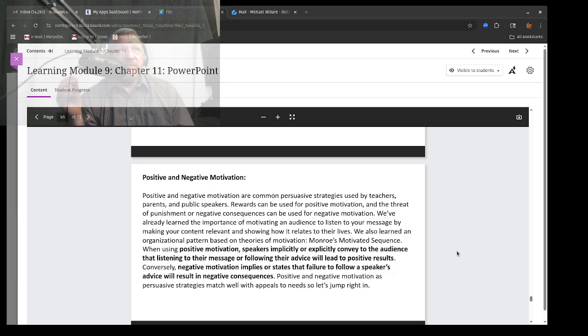Positive and negative motivation. We're almost done. Hang in there. Positive and negative motivation, we pretty much know what those are, right? When we use positive motivation, the speaker is implicitly or explicitly conveying to the audience that listening to their message and or following their advice will lead to positive results in their life. Of course, negative motivation states that failure to follow the speaker's advice or information will result in negative consequences.